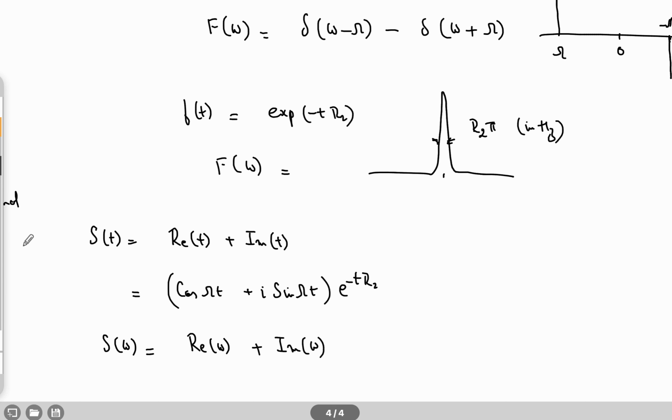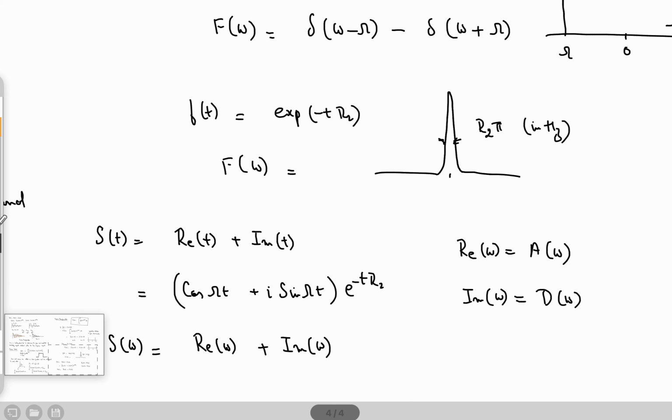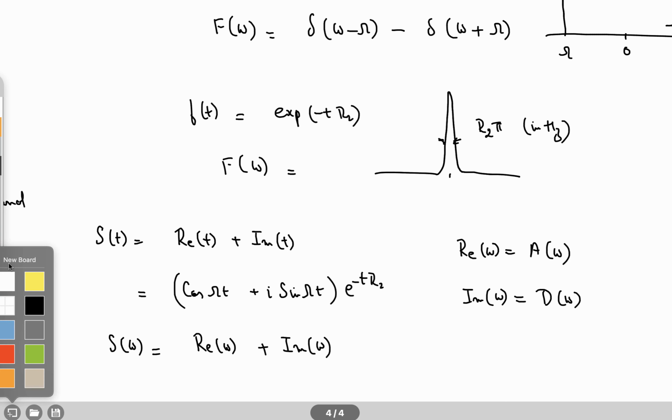Let me just draw it. So what I mean is that the real part will give you the absorptive signal, and the imaginary part will give you the dispersive signal, written as A(omega) and D(omega). Okay, so now let's go to the second page.